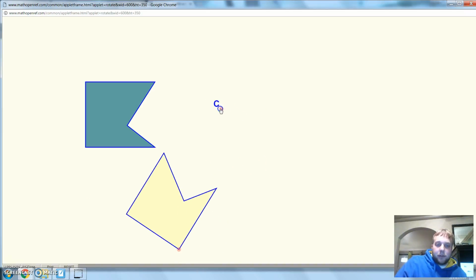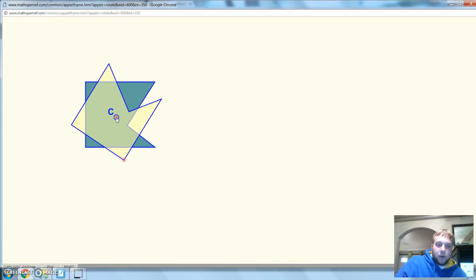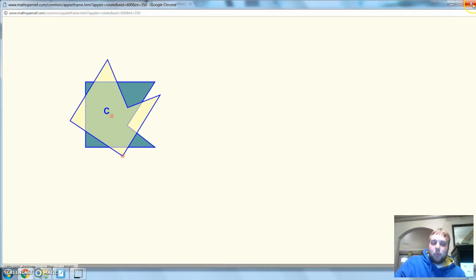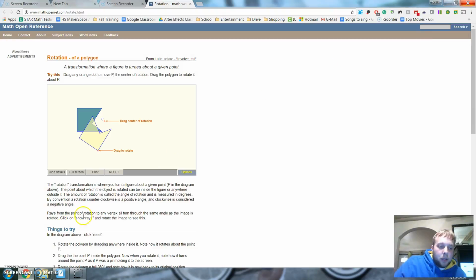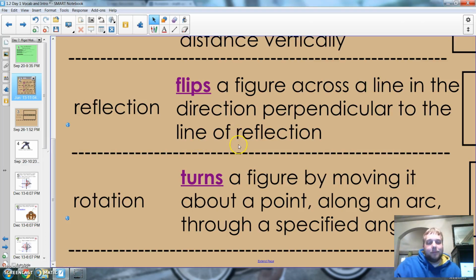But anyways, if I want to move it around here, center of rotation, if I do it right in the center here, I don't know if that's the center or not, but you get the point. Rotation, it'll rotate. All right, let's see. All right, close.